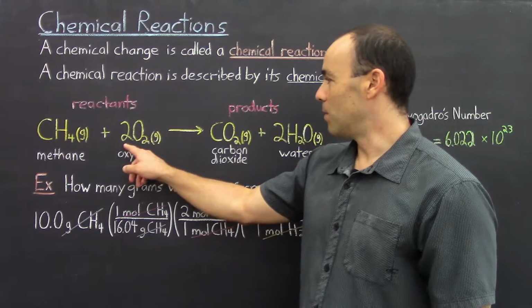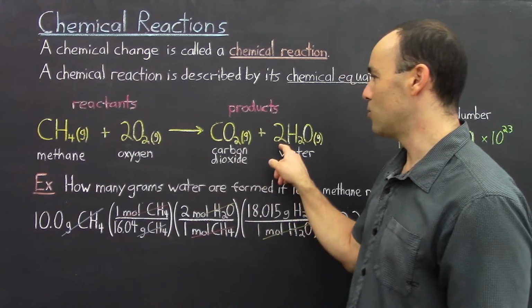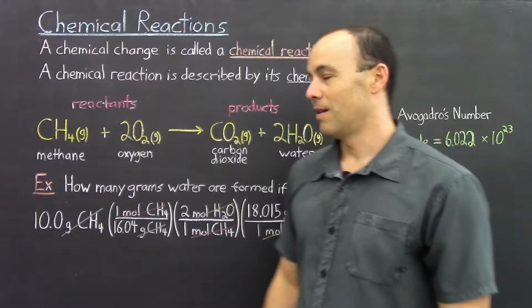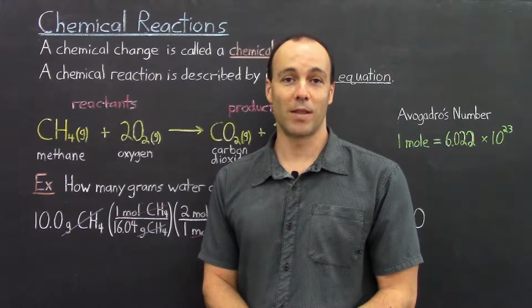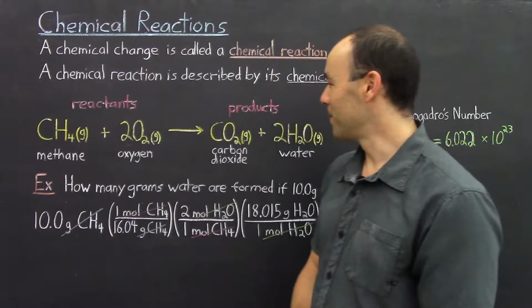This is a pretty simple one to balance. You just need a 2 right here and a 2 over there. If you recall in general chemistry, some of the reactions are quite difficult to balance.